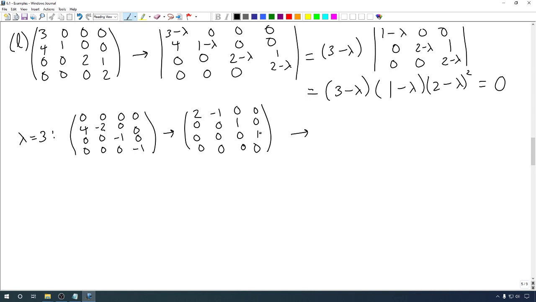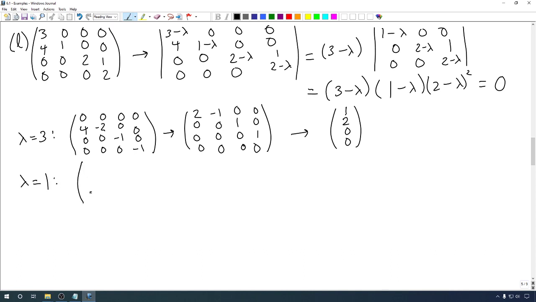So here, that means that our x4 is 0, our x3 is 0, but our x1 and x2 are related to each other. I could pick 1 here, but I'm going to go ahead and pick 2 to avoid fractions, and that will mean that our x1 has to be 1. So, a one-dimensional eigenspace.